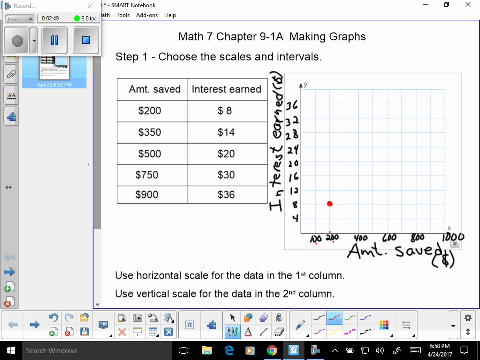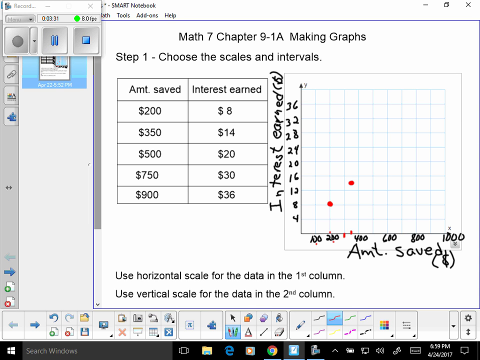The next data given to us is that for $350 saved, we are going to earn $14 interest. Our 300 mark is right here, which I've marked in red. So 350 would be halfway between the 300 and the 400, approximately right where I'm making a little red mark now. I want to go to 14. Well, I have 12 and I have 16. Where is 14? Halfway between 12 and 16. So I am going to put a dot smack dab in the center of that square.